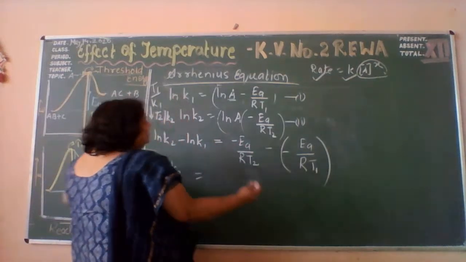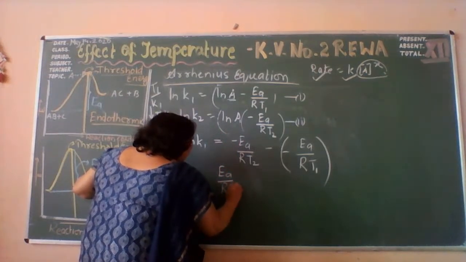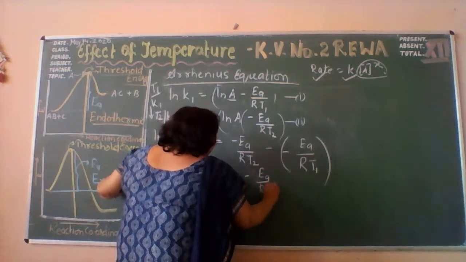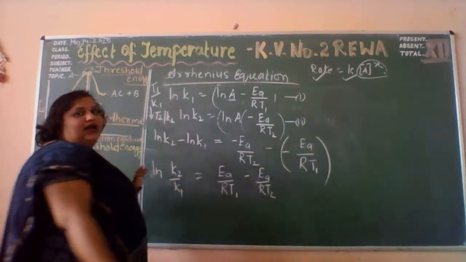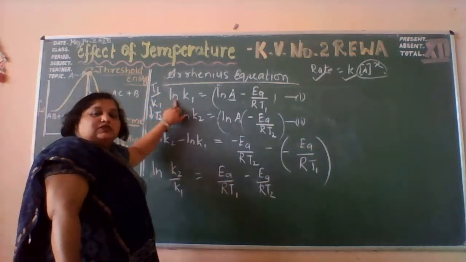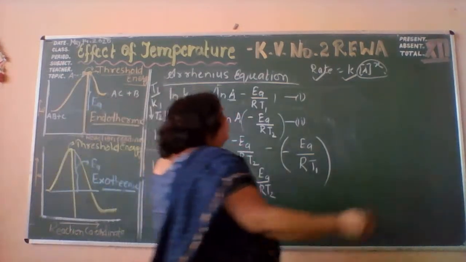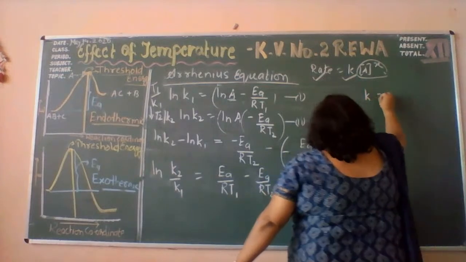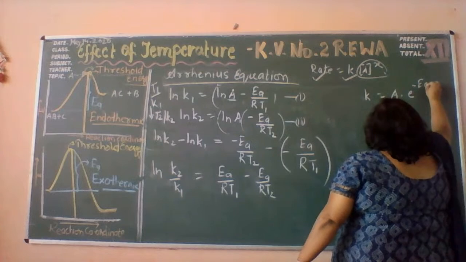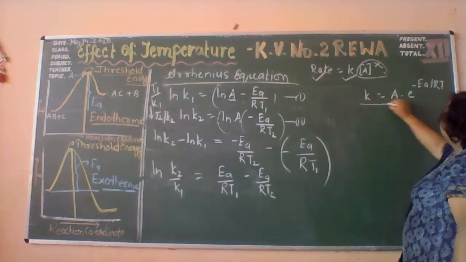So here this is Ea/RT1 minus Ea/RT2. What I have done, just for a summary: this is the equation I have derived, right? The simple equation was K = A e^(-Ea/RT). This was the equation, right?